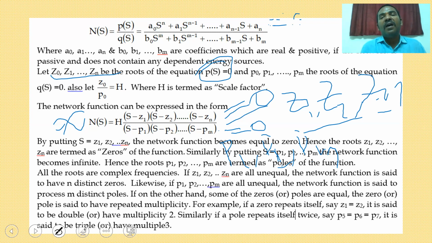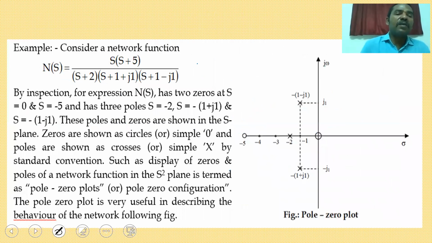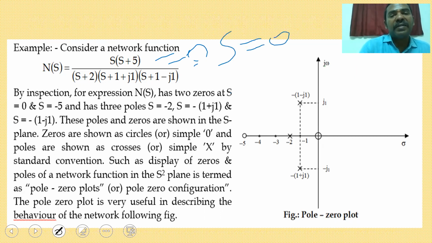For finding the stability of the system in control systems, we will discuss it in depth. Here I am just giving the basic knowledge of the network function with respect to poles and zeros. So let us take a simple example. N of s is equal to s into (s plus 5) divided by (s plus 2) into (s plus 1 plus j1) into (s plus 1 minus j1). Here the numerator P of s is equal to 0, so you can get s is equal to 0 and s is equal to minus 5. The zeros are represented by small circles.